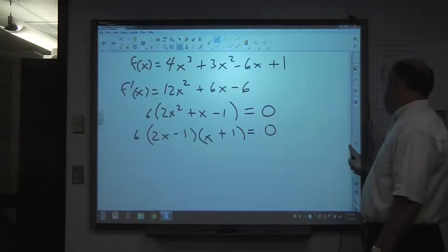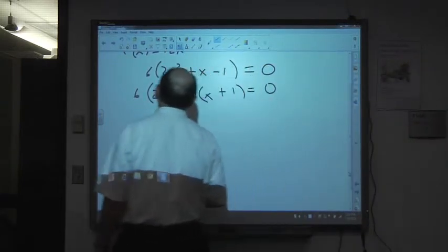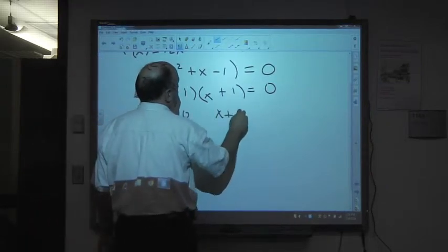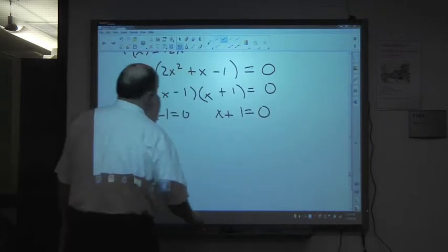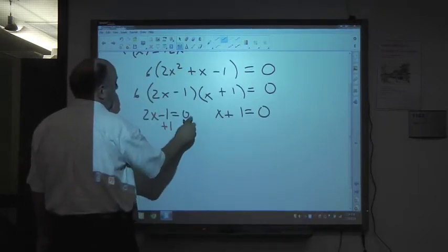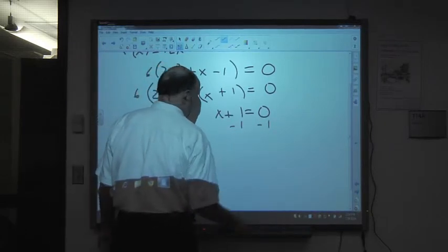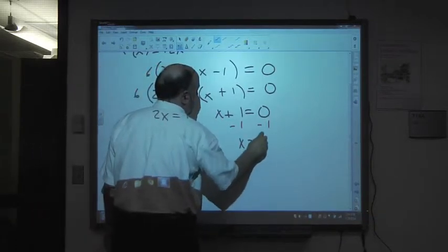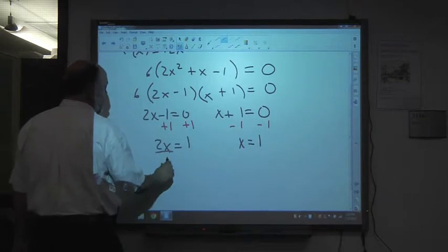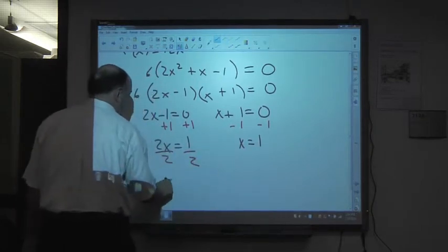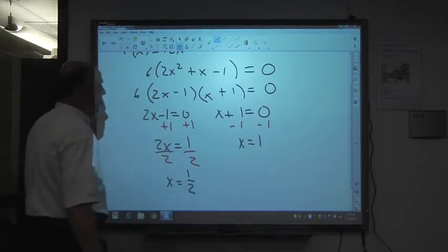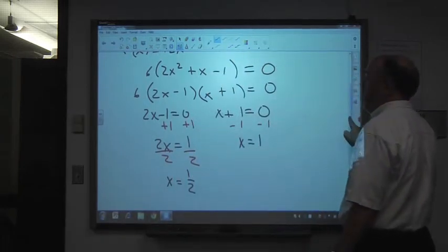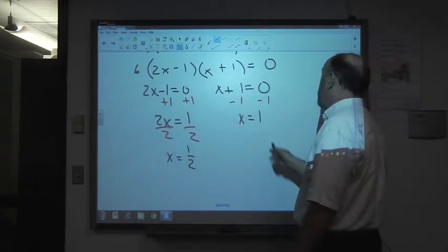Okay. So now we're going to solve for x. So here we get that 2x minus 1 equals 0. Here we get x plus 1 equals 0. So here we're going to add 1. Here we'll subtract 1. So 2x equals 1, and x equals negative 1. So this one we'll have to divide by 2, and x will be 1/2. Right? So my numbers of interest when I do my chart will be 1/2 and negative 1. Actually minus 1, the minus sign in there.